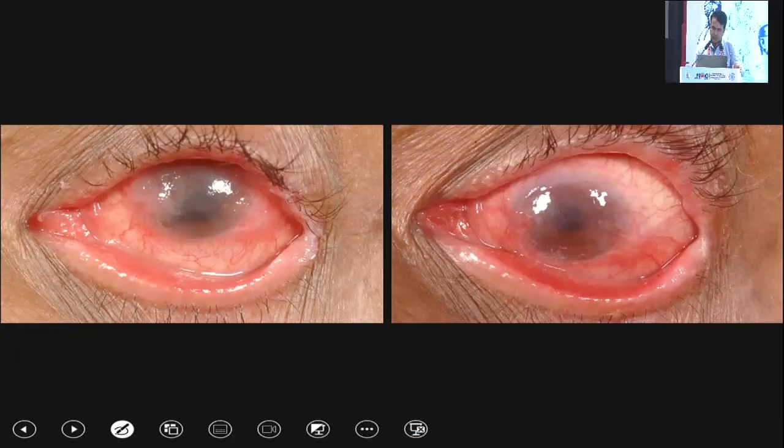carcinoma. Now this looks exactly similar, isn't it? This is a different patient. Looks exactly similar, but the diagnosis is different. That's because you see white dots here. These dots are nothing but keratin.